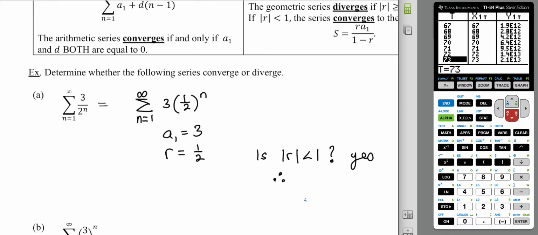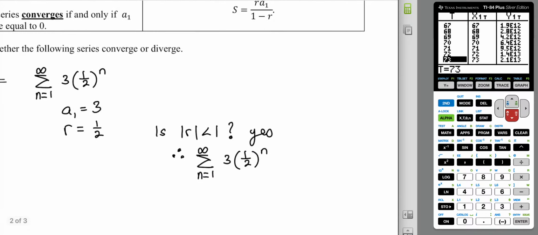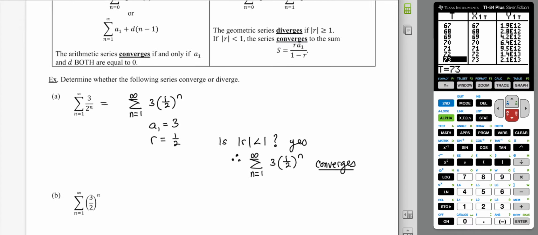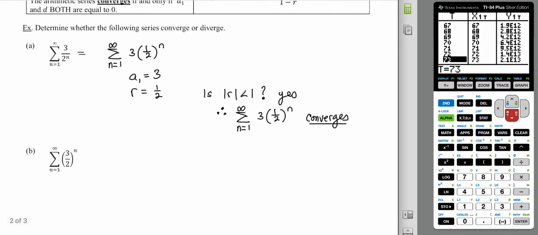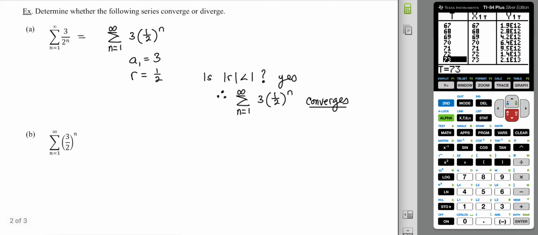So therefore, this series, normally I wouldn't write out the whole series, but because I could just copy paste, converges. Now we do want to be prepared if the question asks us to determine what it converges to, but that's not what the question asked here. So we're just going to say that it converges.